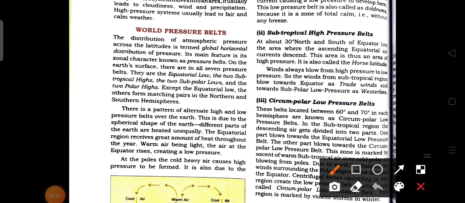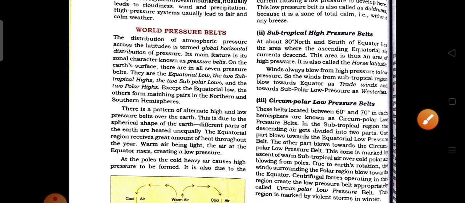Each of the pressure belts exists in the 2 hemispheres, that is the northern subtropical high and the southern subtropical high. The next one is the subpolar low, which is the northern subpolar low and the southern subpolar low. And the last, the polar high, that is the northern polar high and the southern polar high pressure belt.